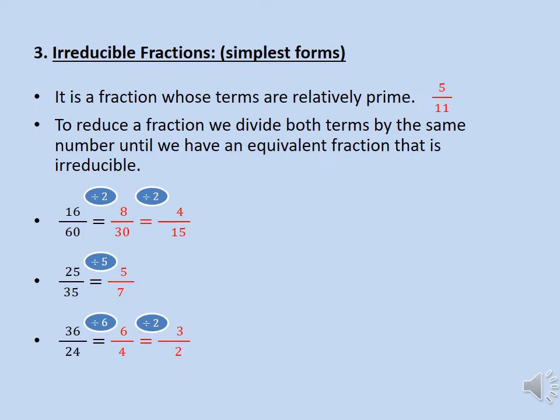25 over 35 divided by 5, we get 5 over 7. 5 over 7 is the simplest form. 36 over 24, if we divide it by 6, we get 6 over 4. Now 6 over 4 can be divided by 2 to get 3 over 2. 3 over 2 is the simplest form. It is the irreducible fraction.